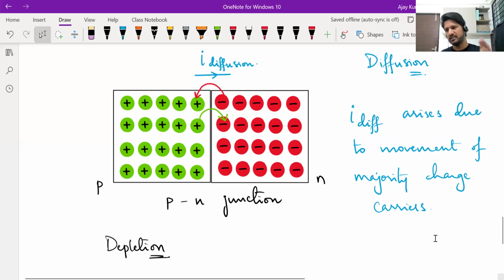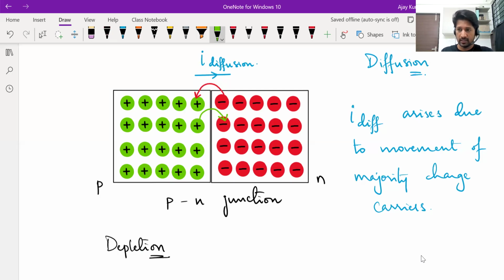Now initially, p side and n side were neutral. But when electrons go from n to p, when something loses an electron, it becomes positively charged. So after diffusion, or you can say due to diffusion, n side becomes positively charged. Diffusion of electrons makes it lose negative charge, so it will get positive charge. Diffusion of holes directly makes it gain positive charge. So effectively, n side will become positively charged.